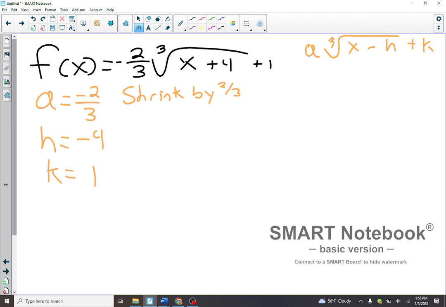Why would you put negative? Or you get like a point. It is not shrinking by negative 2/3. It's 2/3 the height. What the negative does is something else. It flips it.